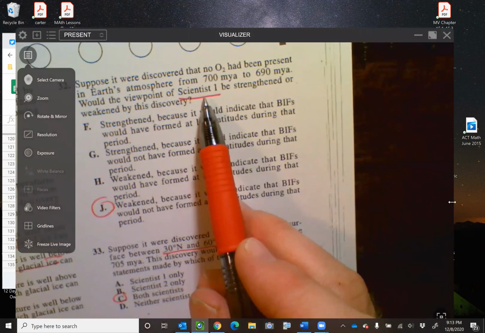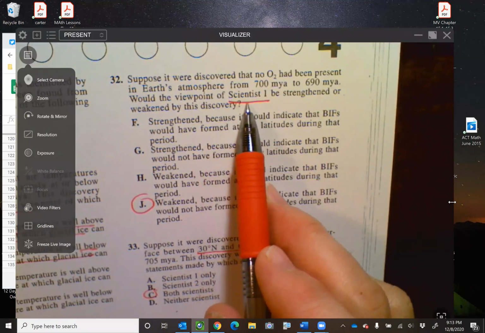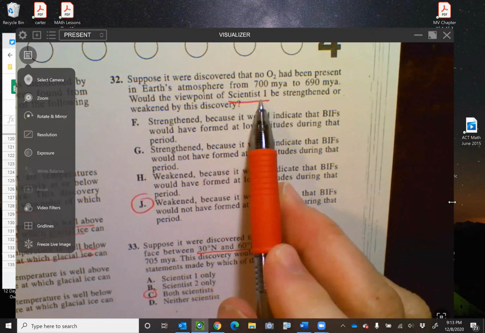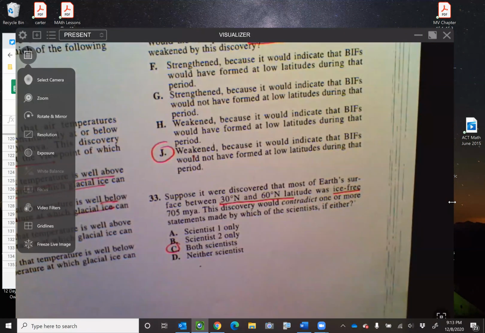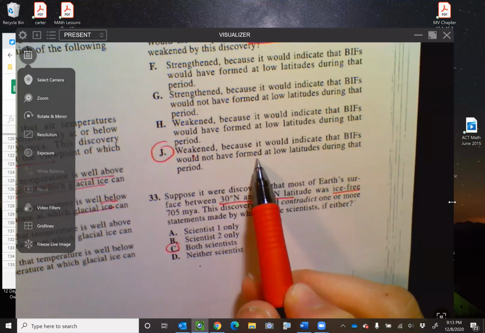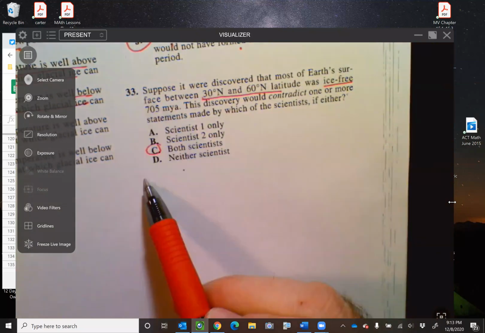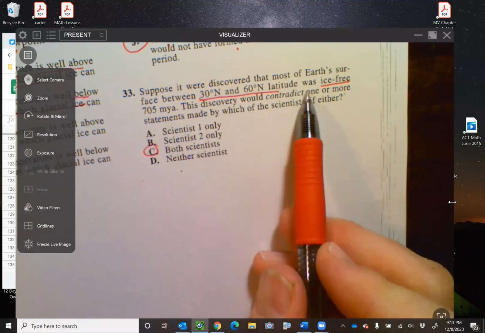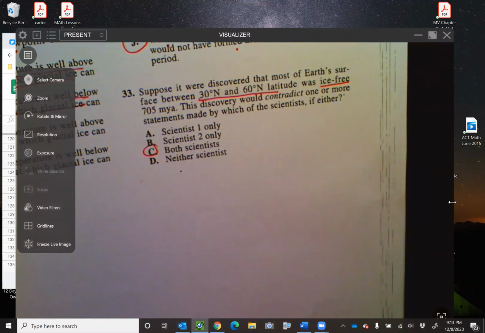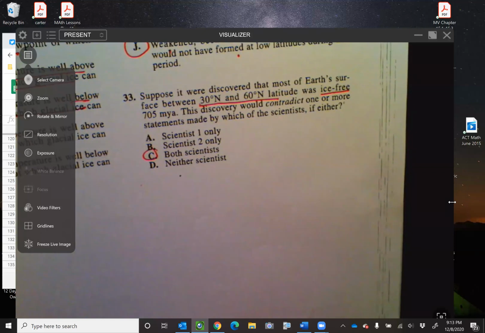Question number 32. Suppose it was discovered that no oxygen was present in the atmosphere. Would the viewpoint of Scientist 1 be strengthened or weakened? Well, weakened, right? Because it means that they could not have formed. And in the last one, number 33, what if it was discovered that most of the surface was ice-free? It's going to contradict both scientists because they both kind of need the ice.